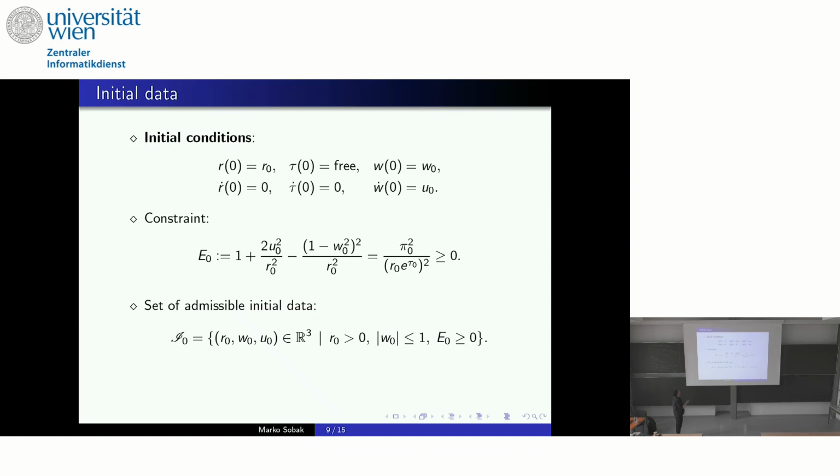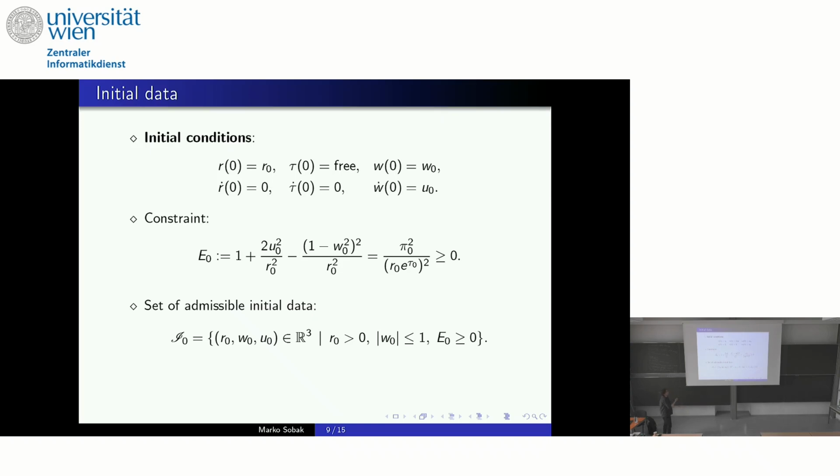We only really need to assume that R0 is positive. So we have three parameters now: R0, W0 and U0, which we will from now on call the initial data. And we have the set of admissible initial data, denoted by big script I 0, which I also wrote here, even though it looks a bit more like a J. Of course, we need to assume that R0 is positive, that the initial energy is non-negative, and here we also add a more technical assumption that W0 should stay between -1 and 1.